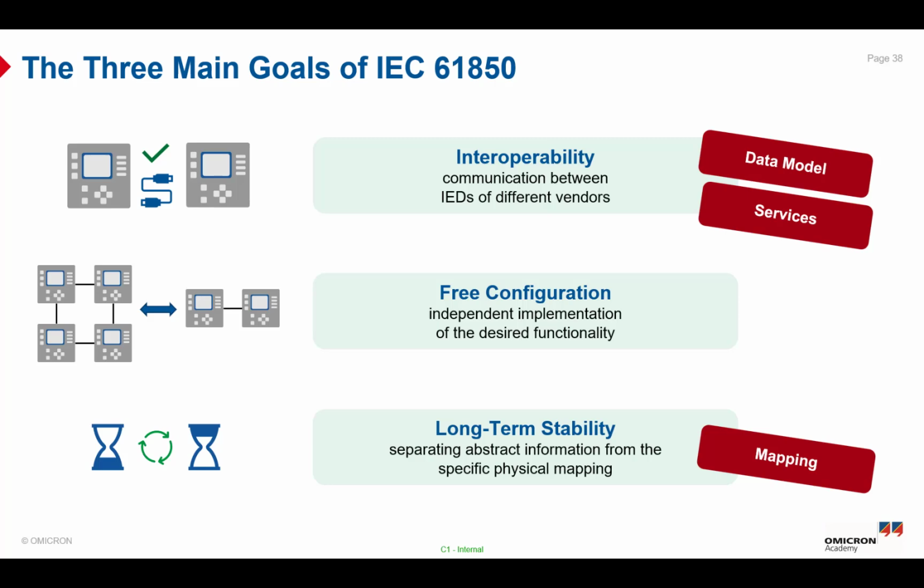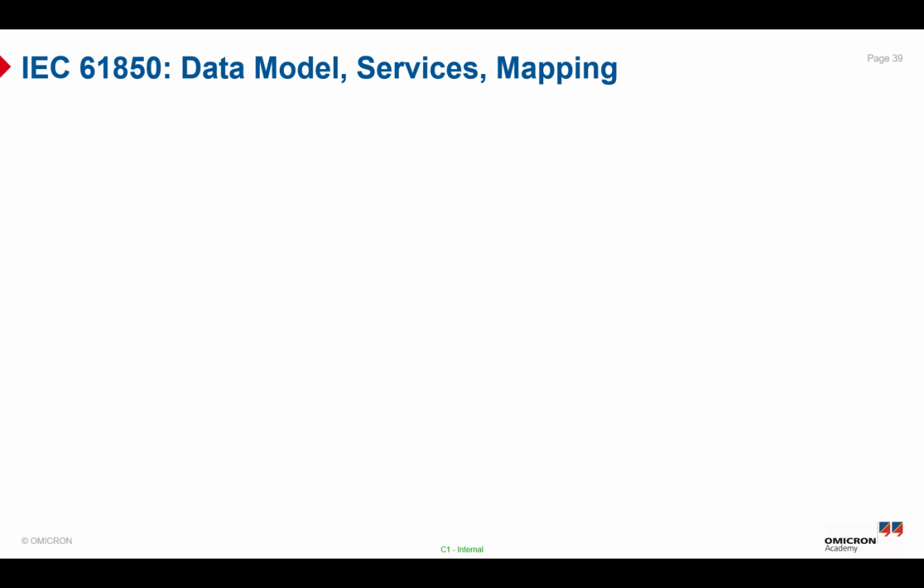And last but not least, the long-term stability. So the standard must be able to follow the progress in the communication technology as well as the system requirements. So it's giving you a separation of abstract information from the specific physical mapping. From the explanation above, we can conclude that effort must be made to get interoperability between different devices, instead of a plug and play process. It is necessary to provide this effort to get interoperability between different devices.